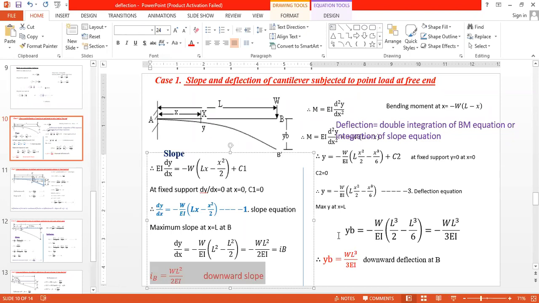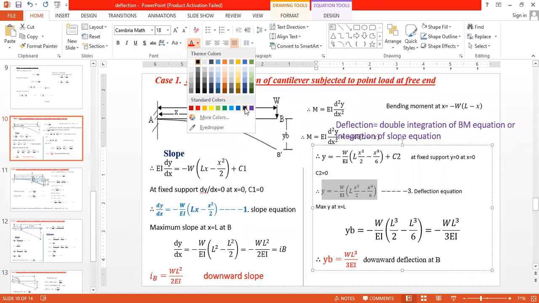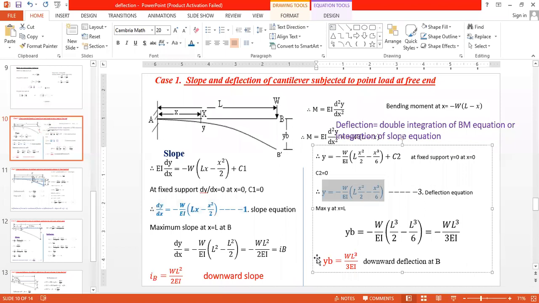After that, from the slope equation, we took the integration and derived the deflection equation. This one is your deflection equation. Now after this deflection equation, we calculated the maximum deflection. Maximum deflection is at the free end, that is distance BB dash. Our concern in most cases is for maximum deflection and maximum slope.